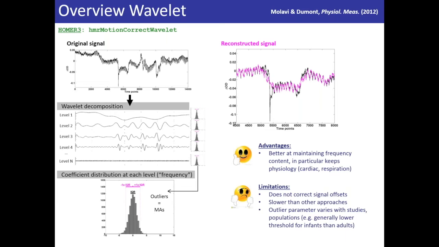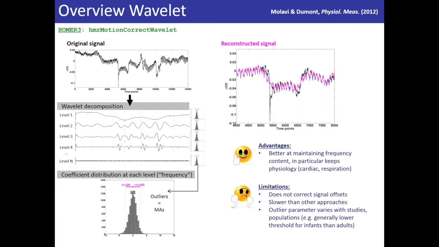Limitations, as we said, it does not correct signal offsets. It is slower than the other approach. This can, of course, change in the future, but right now it's computationally demanding. It takes a couple of minutes, depending on your data set, to run this, compared to a couple of seconds with other methods.